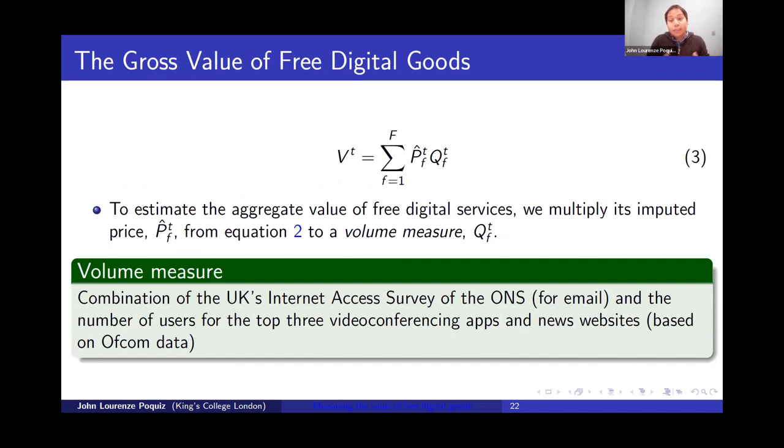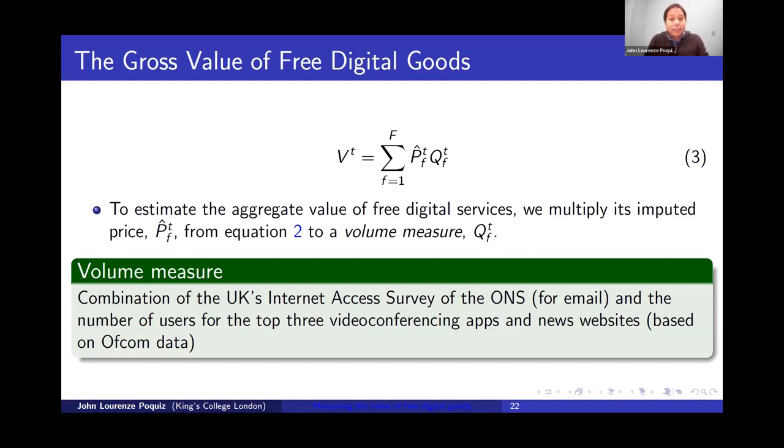But what we're interested in is actually the value, or the gross value, of free digital services. Once we have the prices, we multiply the price with our measure of volume. So what's our measure of volume? Since most of the prices that we get are subscription prices, we can use a measure of volume that is more similar to subscription. So how many people are actually engaged in this activity?